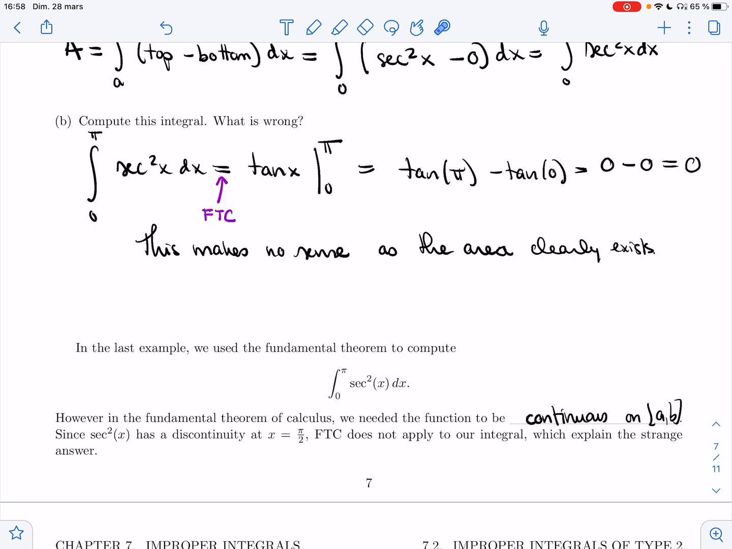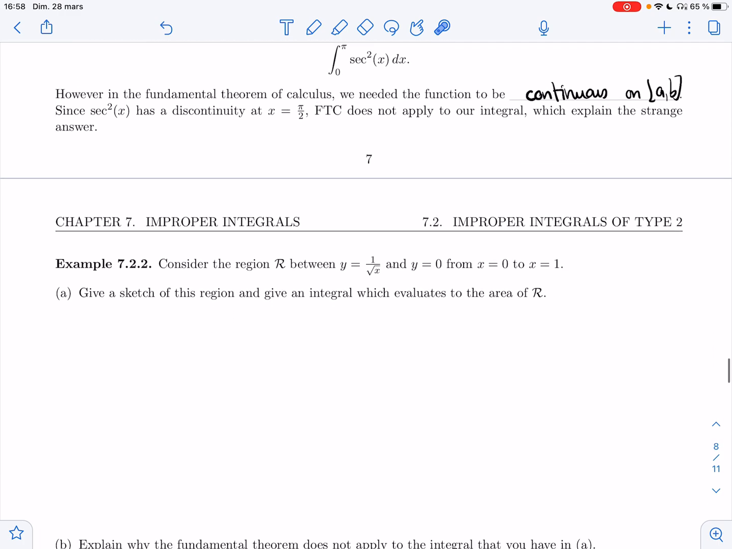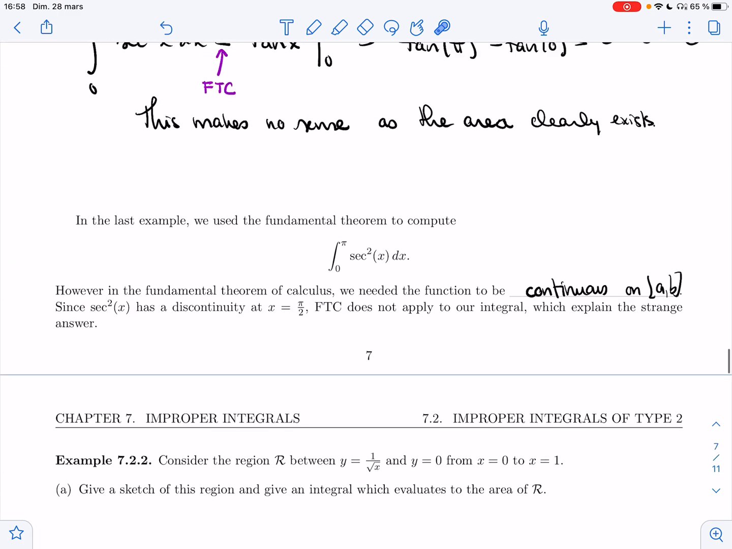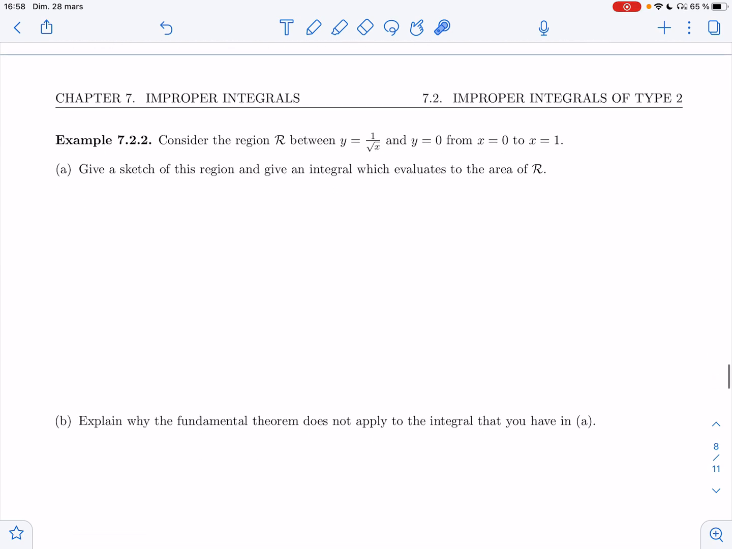So the fundamental theorem is only true for continuous functions. If you apply it to a function that has a discontinuity, whether it's an asymptote or jump or anything of that sort, you'll get answers that might not make sense. All right, so let's try to see how we can make sense of an integral like this, even if FTC does not apply. All right, so let's do like what we did in type 1. Let's look at a region. Let's try to figure out how we can make sense of its area.